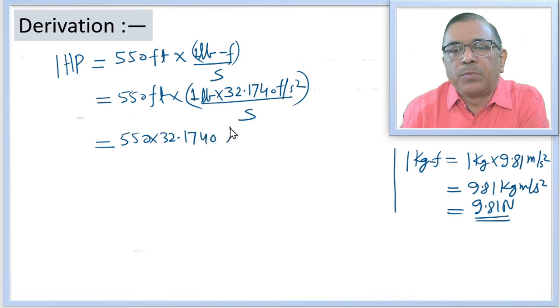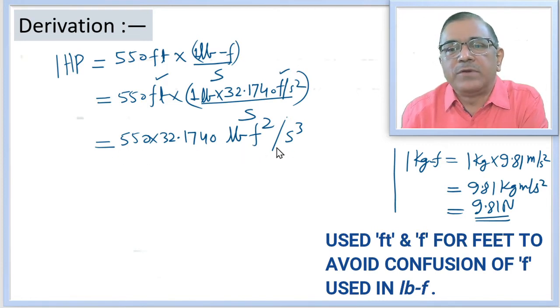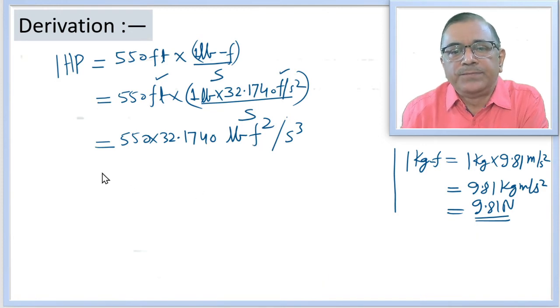32.1740 pound. And if you look, this is feet and this is also feet. So this is feet square, this second, and this second, this is second cube. So this happens to be the value of 1 horsepower in terms of the FPS unit system. Now let's convert this back into the SI unit system.